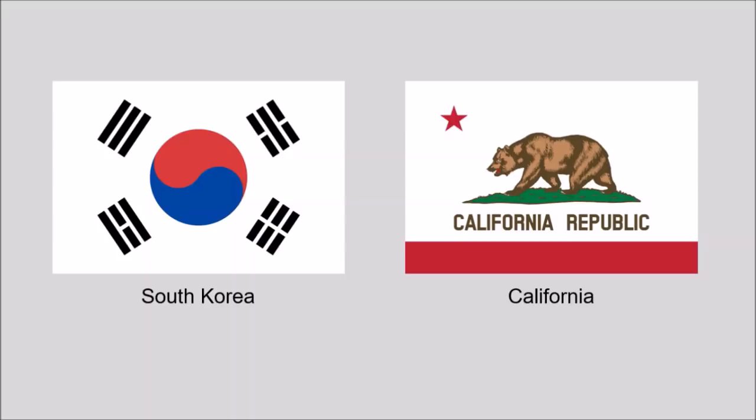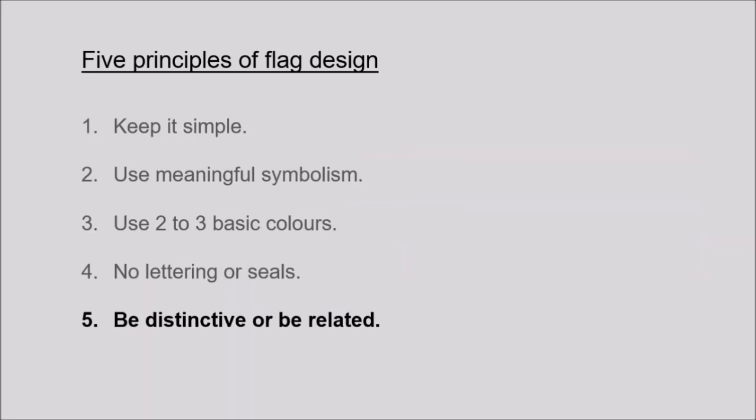Okay, the final rule, be distinctive or be related. Don't simply copy other flags. Try to find a design that stands out. I mean, there's nothing quite like the UK flag, for example. That's very, very distinctive, immediately recognisable, and yet you can still sort of see the other flags on which it's based. So, although you want your flag to be distinctive, you can also use similarities to show connections.